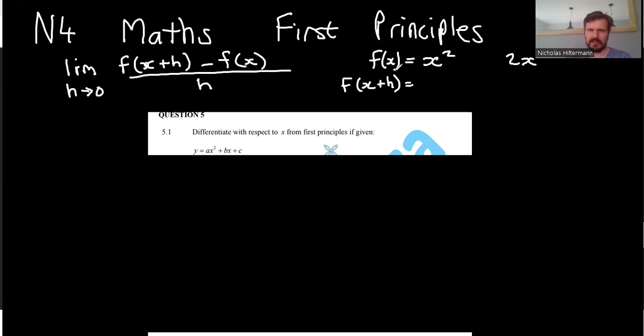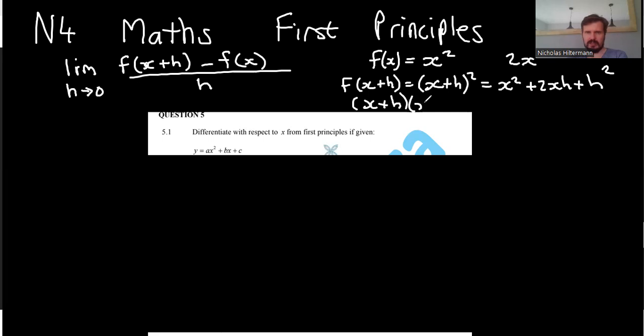And the f of x plus h says we'll replace x with x plus h. And so we get x plus h squared, which when we times that out, gives you x squared plus 2xh plus h squared. If you can just do it like that and see how you get that. If you go x times x is x squared, x times h is xh, x times h is another xh, so you have 2 xh's and then h squared.